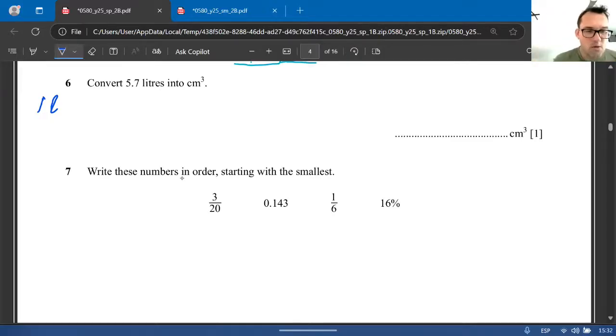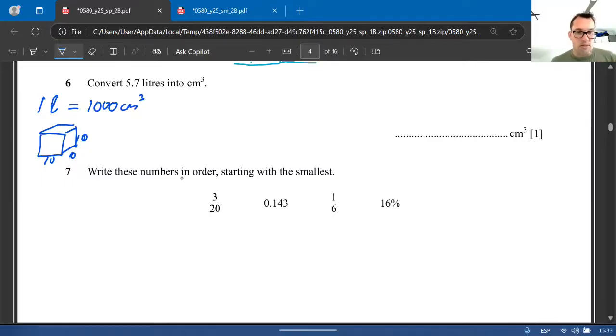That cube will be, if I draw it like this, 10 by 10 by 10 centimeters. A little cube like this, 10 by 10 by 10. That's exactly what 1 liter is. Now 10 times 10 times 10 is 1,000 centimeters cubed. This you need to remember. If you visualize it, it will be easier to remember.